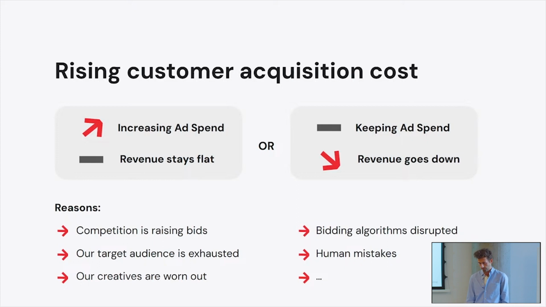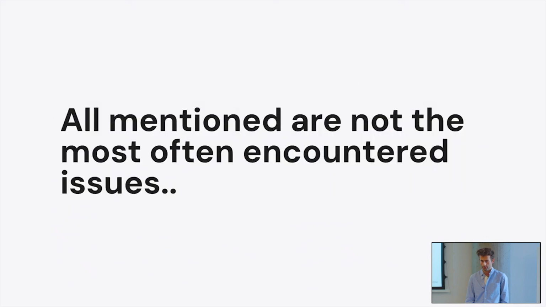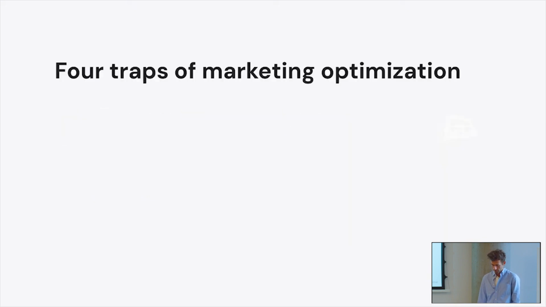So many different reasons, but what we see here is that all of those mentions are actually not the most frequent ones. So today I would like to focus on something that we see is not maybe the most serious issue necessarily in any case, but it happens a lot of times. And in those cases, actually data and analytics can do some help. So I've called this the 4 traps of marketing optimization.